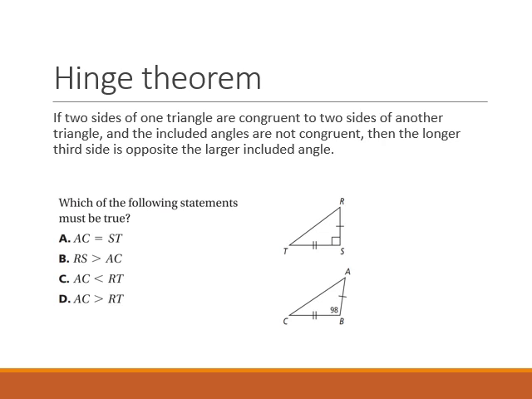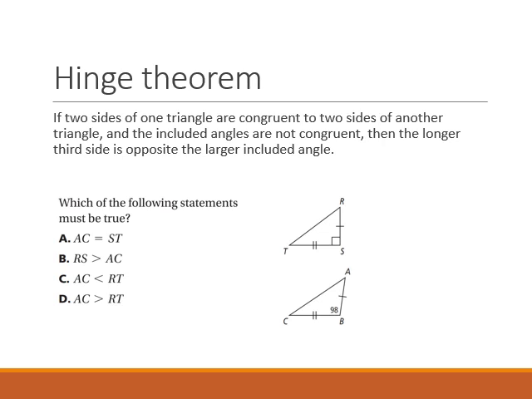We also have the Hinge theorem. The Hinge theorem says that if two sides of one triangle are congruent to two sides of another triangle, and the included angles are not congruent, then the longer third side is opposite the larger included angle. Remember, I stood by the door and explained that as I close the door, the side opposite the door gets smaller and smaller, but the two sides stay the same.